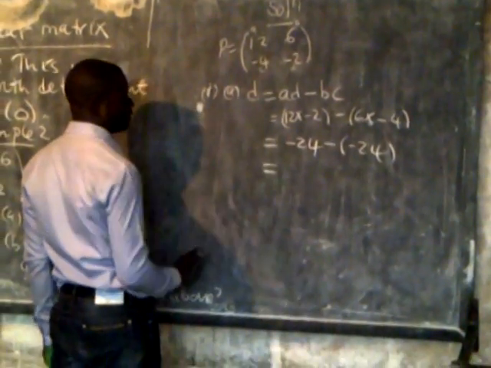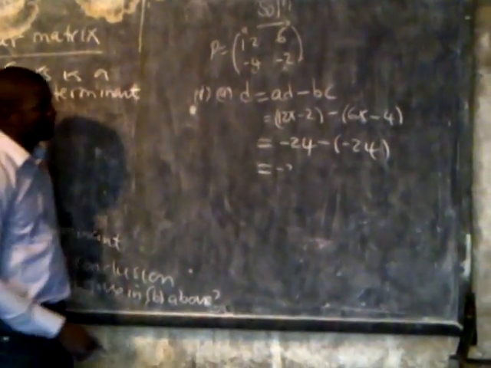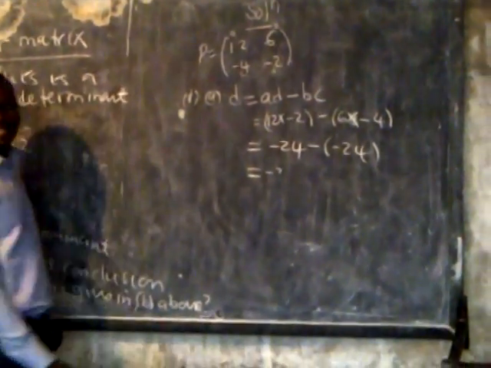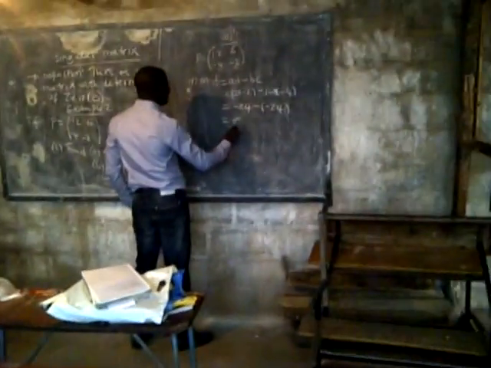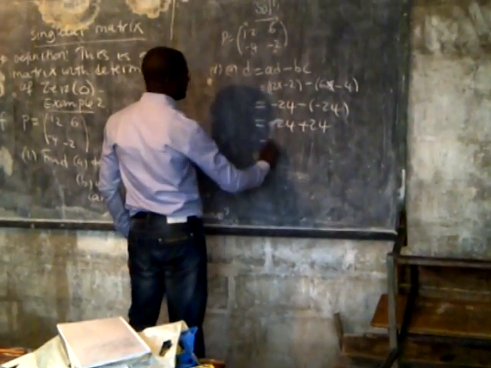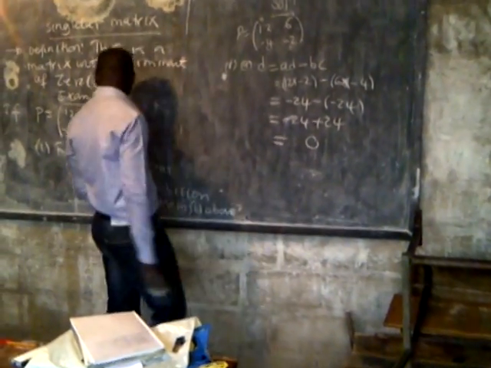Are we together? Sir, your X here, where is it coming from? This is times. AD means you are multiplying A times D. BC means you are multiplying B times C. Is it clear? So minus 24. Negative times negative, positive. So negative 24 plus 24 is what? 0.